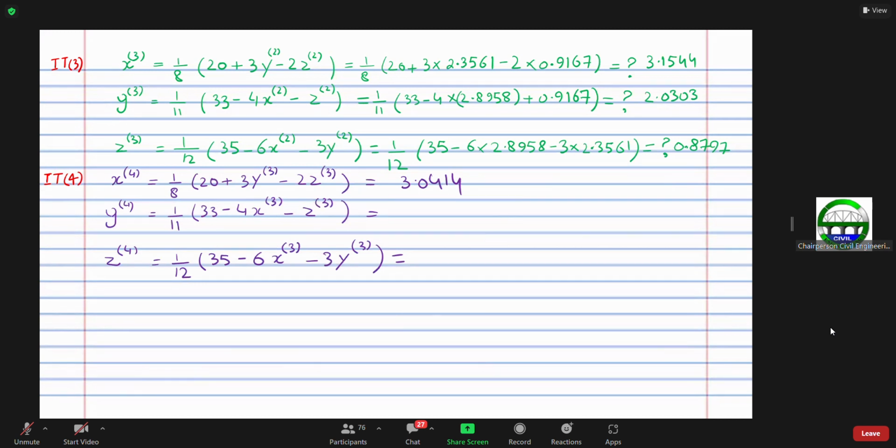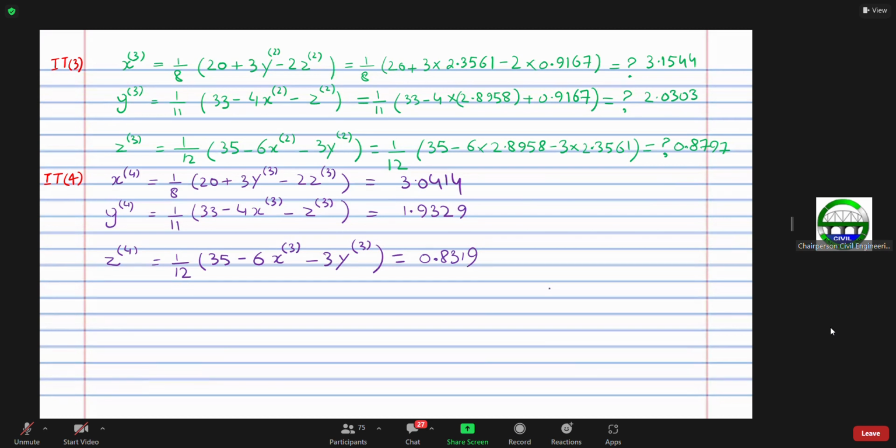One more student, please confirm me that it is correct. 3.0414. Is it correct? Anyone else? Okay, y4 is equal to 1.9329. And z is equal to 0.8319. Okay, x4 is confirmed.